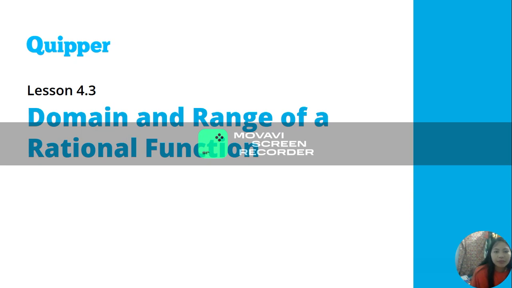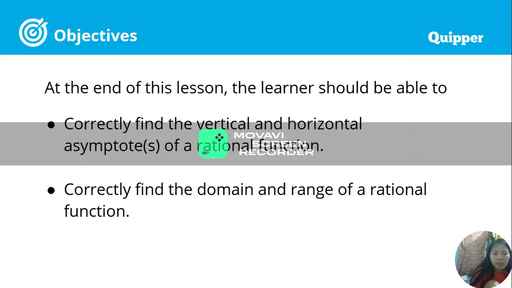Good morning, everyone. This is our next topic, the domain and range of a rational function. Our objectives are: correctly find the vertical and horizontal asymptotes of a rational function, and correctly find the domain and range of a rational function.